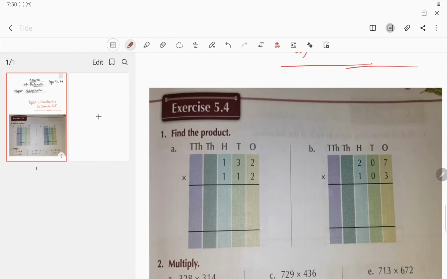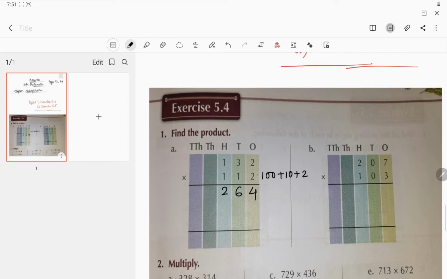So we are now solving the multiplication of 3-digit numbers by 3-digit numbers, right? So let's start. 2 2's are 4. 2 3's are 6. 2 1's are 2. Right? This one is in the tens place. Right? So this 112 will be treated as 100 plus 10 plus 2.